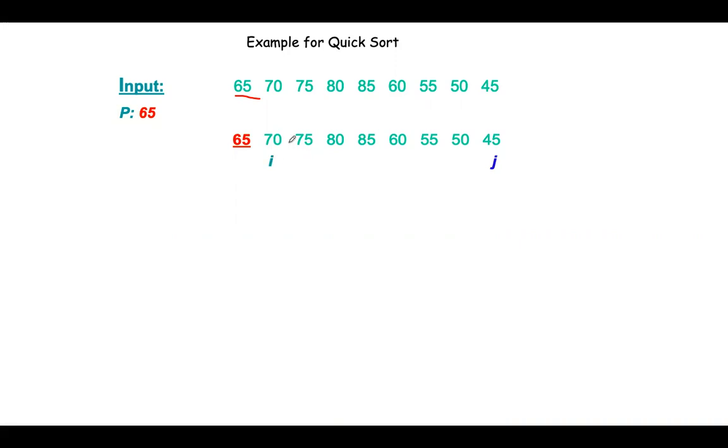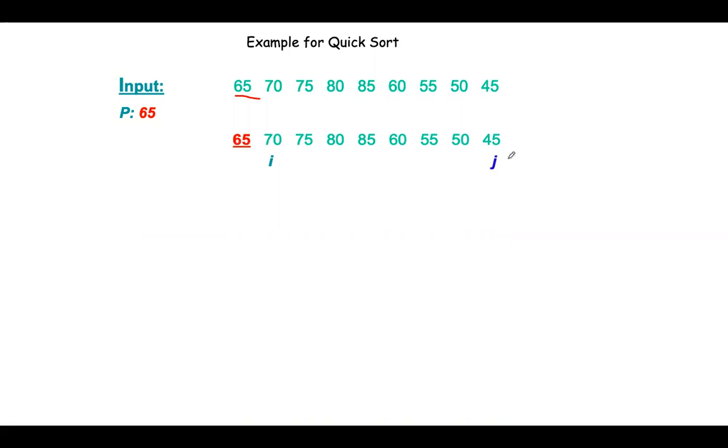Once you increment, what is the condition? A of I is 70. It is already greater than 65. So stop. Increment the value of I until A of I is greater than 65. I have incremented I once, and now that condition is satisfied, so I will stop incrementing I. After incrementing I, the next step is you have to decrement J until A of J is less than 65.